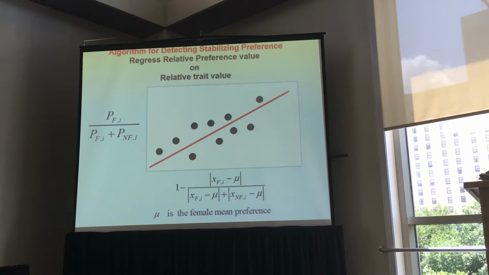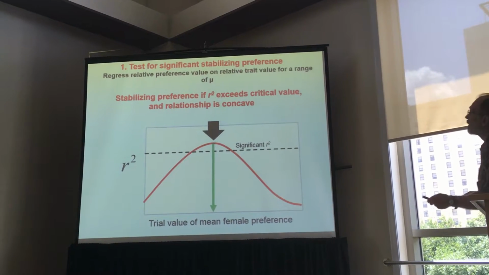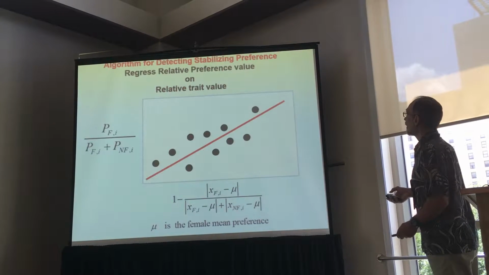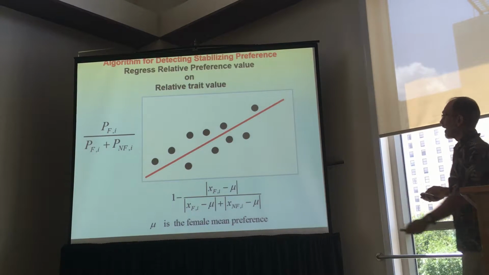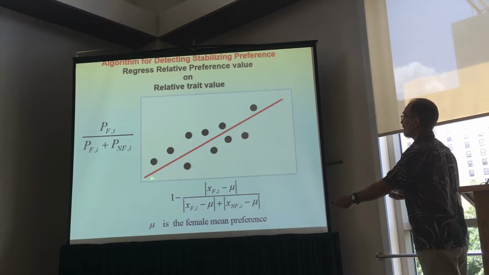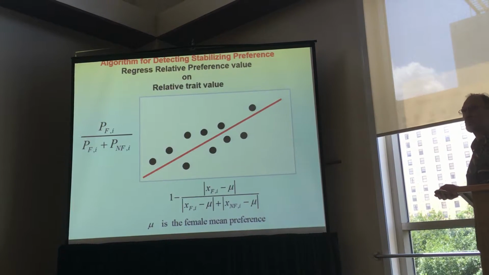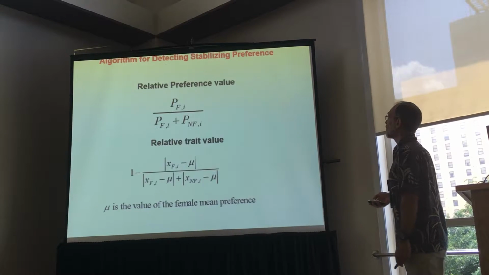So what we do now is vary mu over a range, and we fit a regression to this line for each value of mu, and we get a correlation between those two.